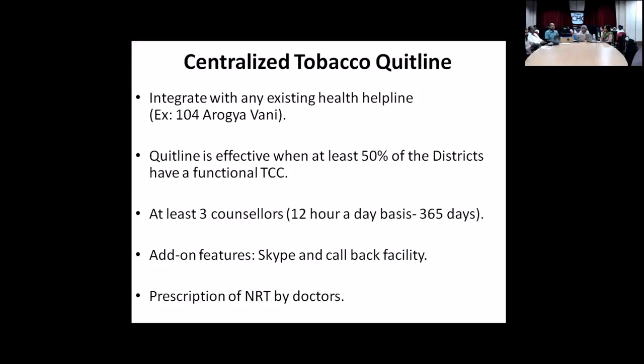And coming to the centralized tobacco quitline. This is a feather that should be added to tobacco cessation centers. We can reach out to a maximum number of people within a short span of time. Since we have 104 services called Arogyavani in Karnataka, we can very well make use of these tobacco quitline centers, have 2 or 3 counselors in these centers, and give them counseling.